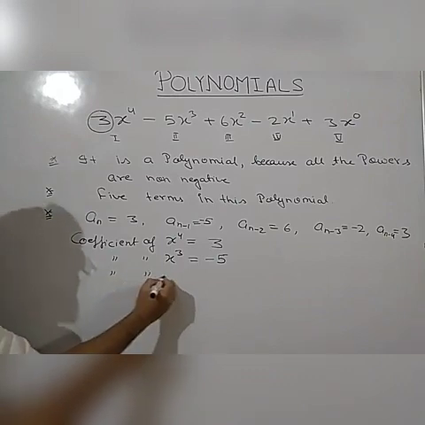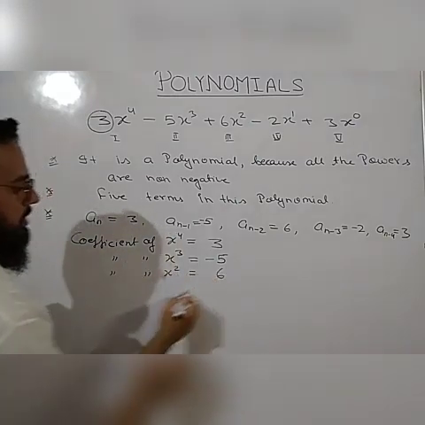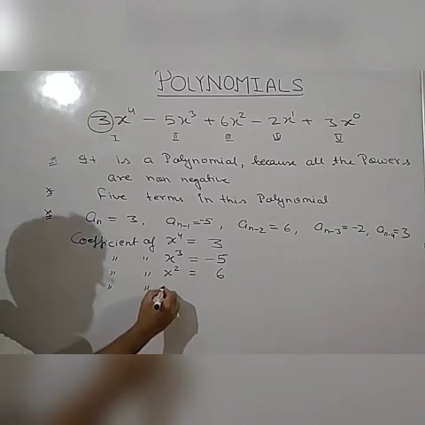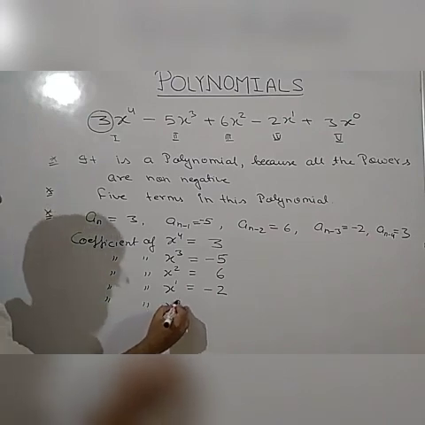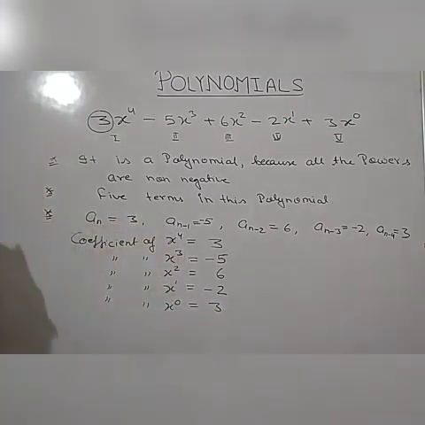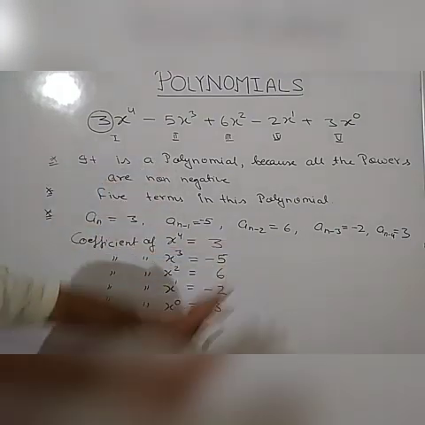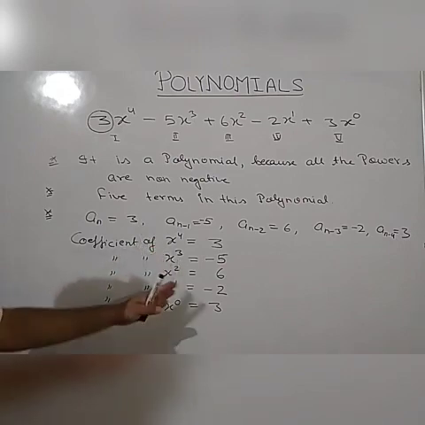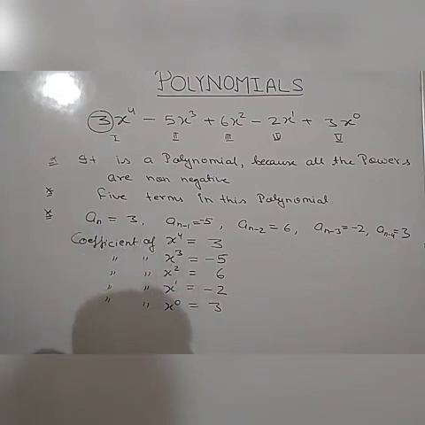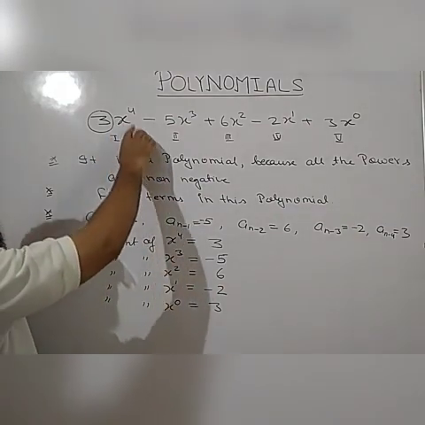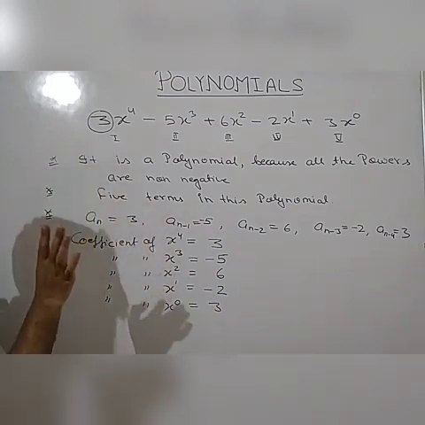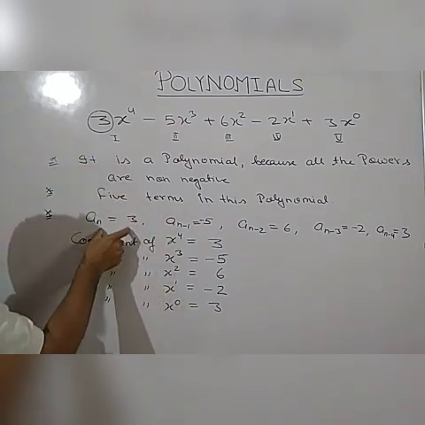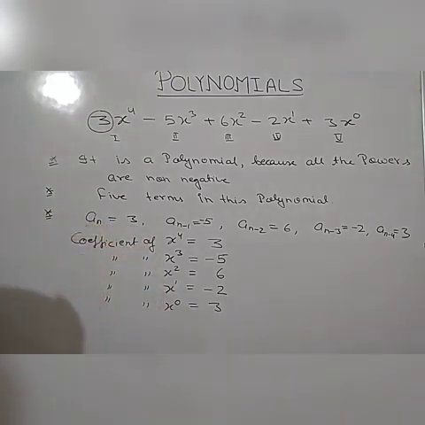Similarly, the coefficient of x square will be equal to 6. Then the coefficient of x to the power 1 is minus 2 and the coefficient of x to the power 0 is 3. So in this way, you can find the coefficient of any variable with a given power. Means x to the power 4, x to the power 3 and anything. Clear? So this is a polynomial because all the powers are positive and it has 5 terms. Then we have to find the coefficient of each term also.